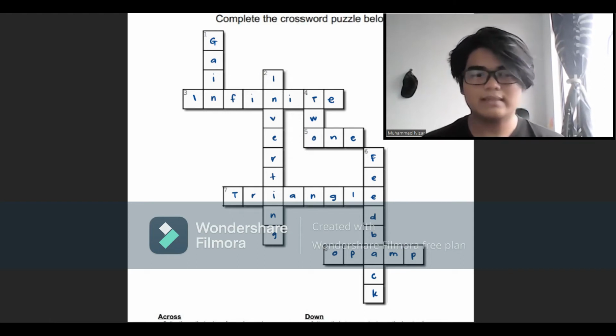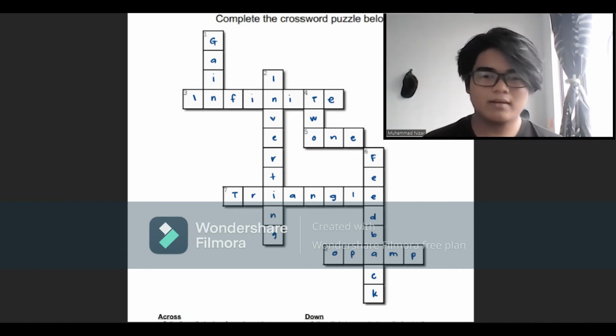Next, we will settle the downward words. First, number 1, the hint given is the ratio between output over the input voltage. We find number 1 and there are 4 letters to be filled, and we think that the answer is gain, GAIN.